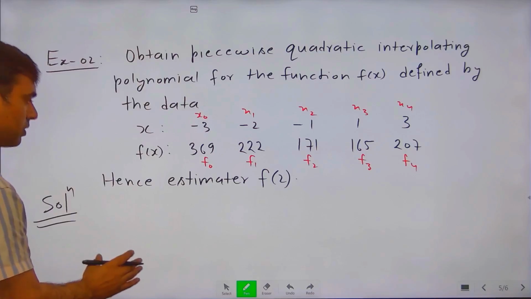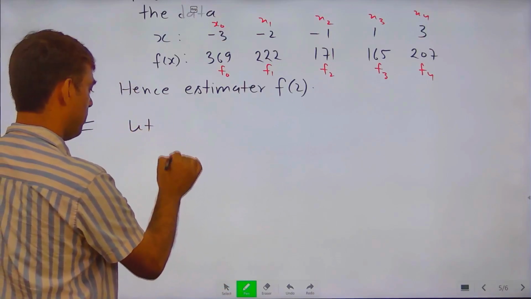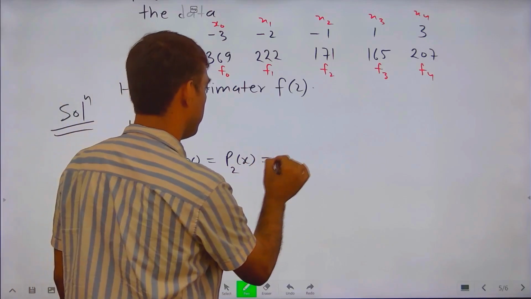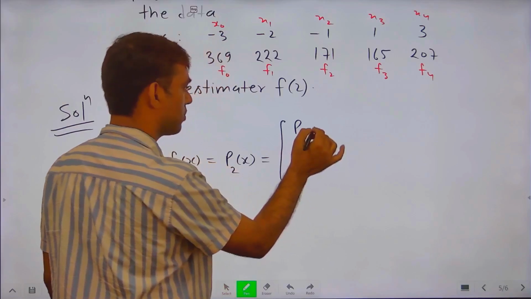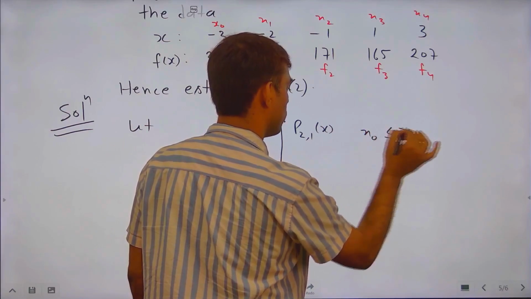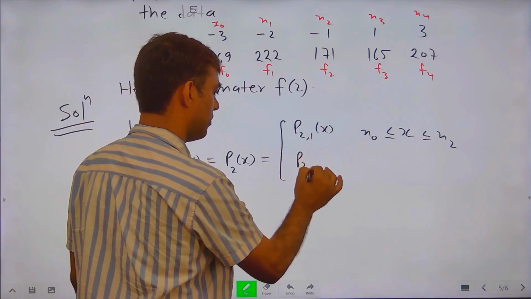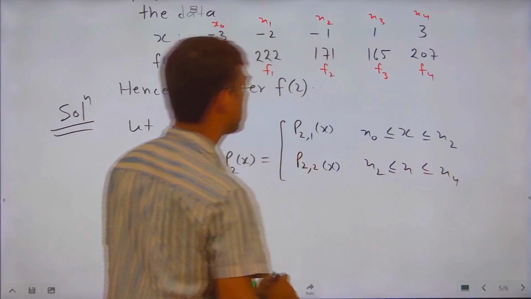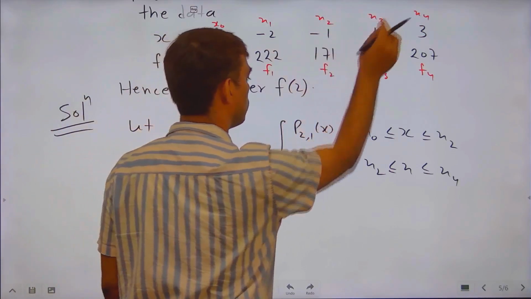So, how do we solve the problem? Here, let f(x) equal p(x) of degree 2. First, the second degree polynomial p2,1(x), if x lies between x0 and x2, obviously there is a need for 3 nodal points. And similarly, we write a second polynomial of second degree for x between x2 and x4. This means we fit a polynomial of degree 2 between x0 and x2 and another polynomial of degree 2 between x2 and x4.